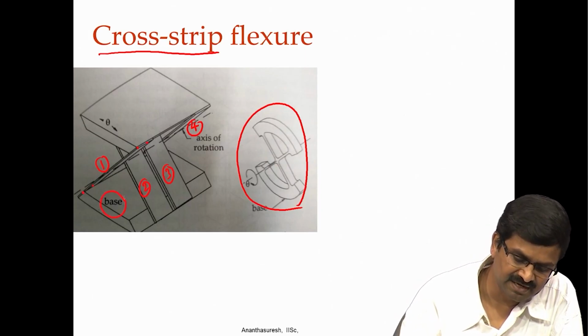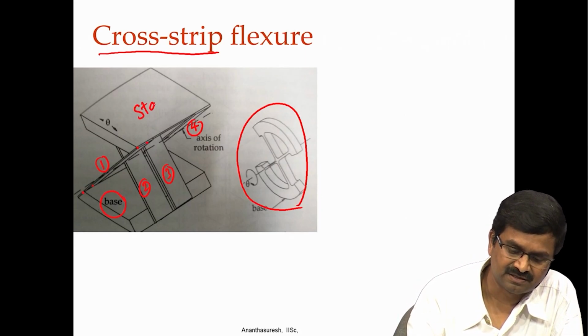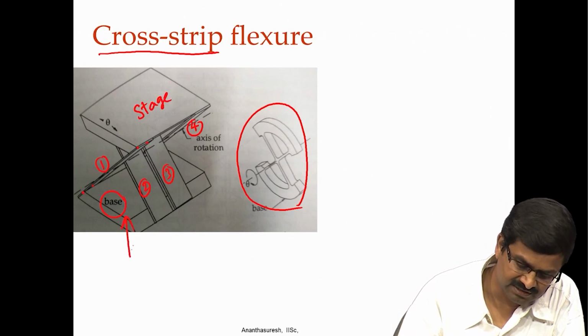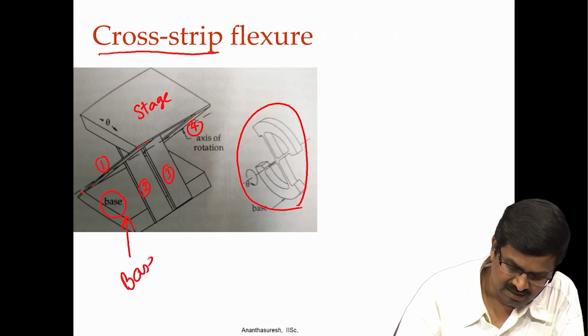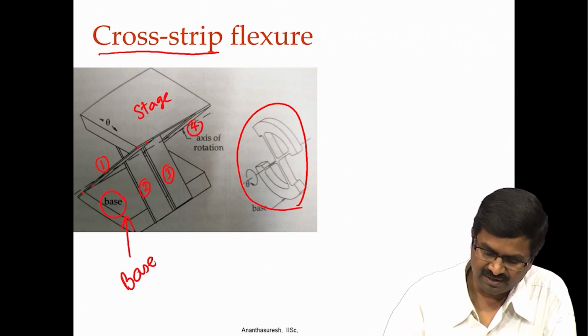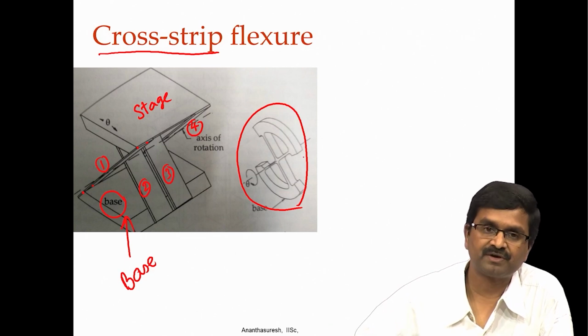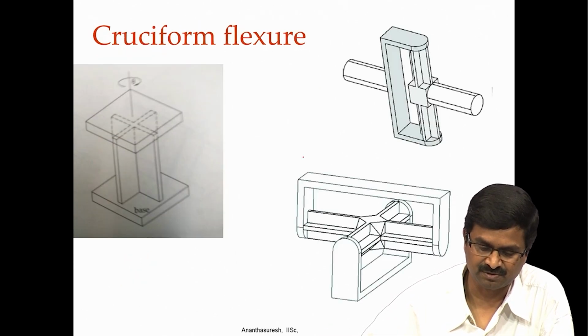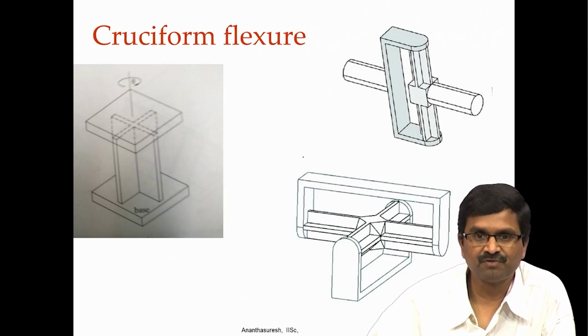This is the base and this is the stage. Okay. So, this is the base. So, you can connect them, but here it is monolithic. So, there are a lot of different types of flexures possible. Here is another one called cruciform flexure.